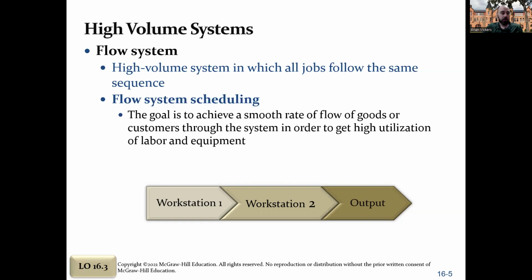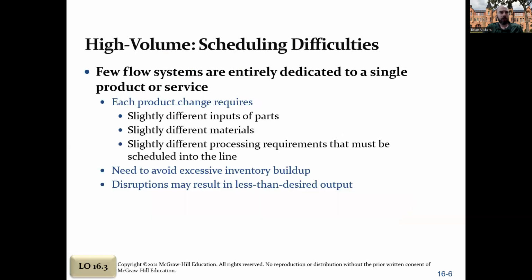As you may see, this is familiar to you from chapter 14. The lean operations was all about the smooth flow of goods or materials through a system, right? So high utilization, and just timeliness of everything going through.